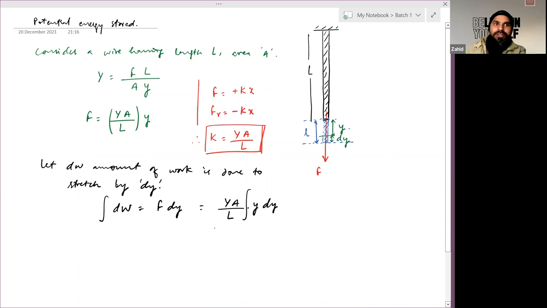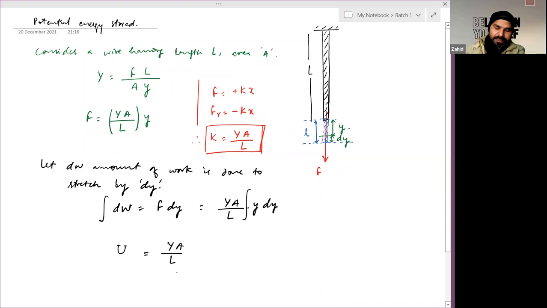I defined for you what potential energy means. Whenever there is work done against any conservative force, gravitational, electrostatic, or elastic, this work gets converted into potential energy, or you can say stored potential energy. Similarly, in this part, since the wire behaves elastically, it will have some elastic potential energy. So this work on integration will become the potential energy stored.